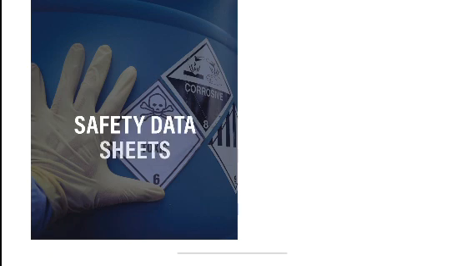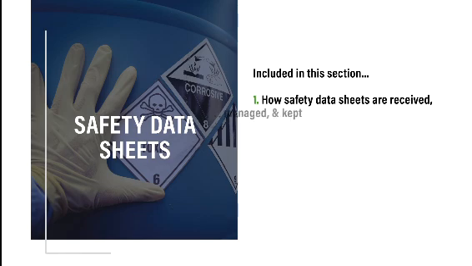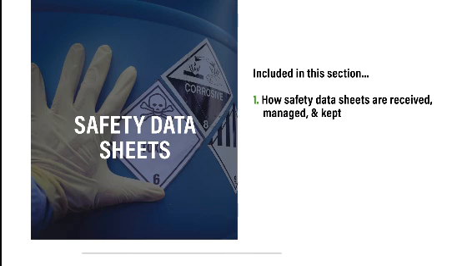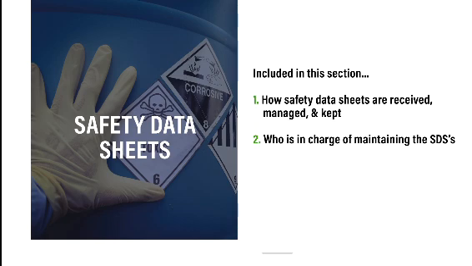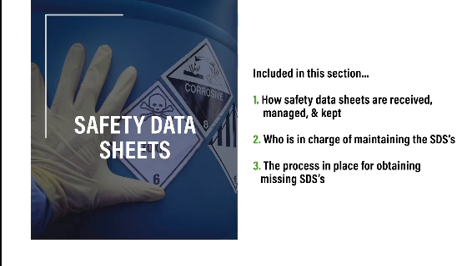The safety data sheets in the written program must include: number 1, how safety data sheets are received, managed, and kept. Number 2, who is in charge of maintaining the SDSs. Number 3, the process in place for obtaining missing SDSs.